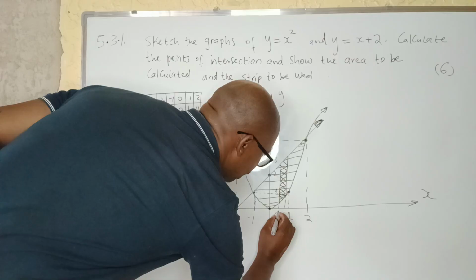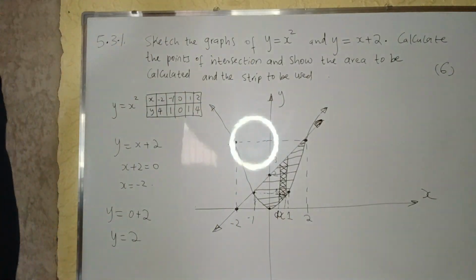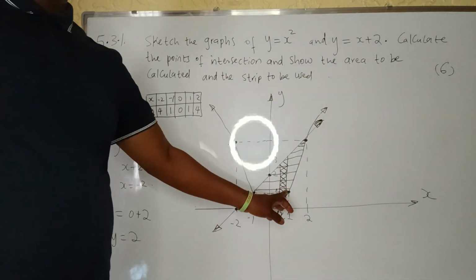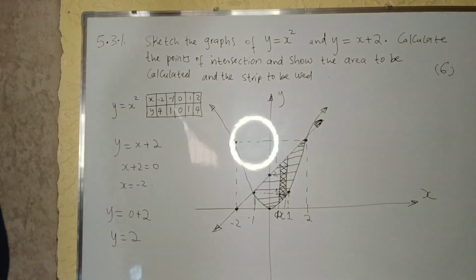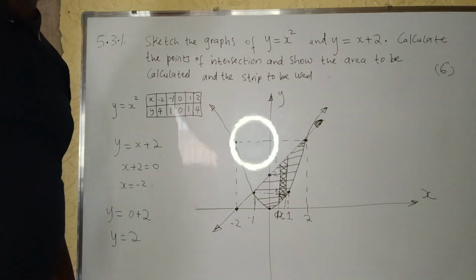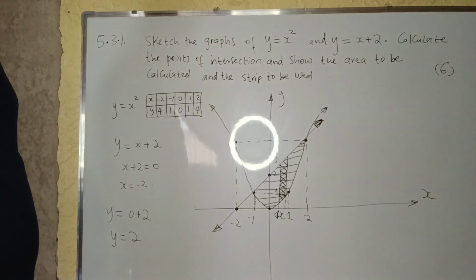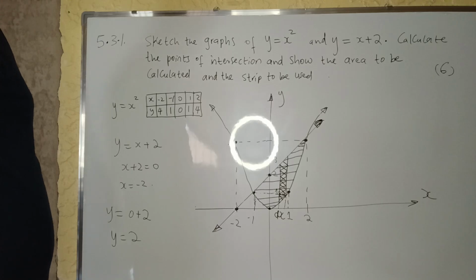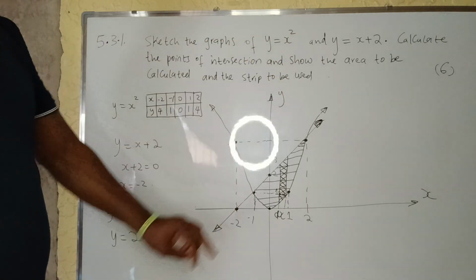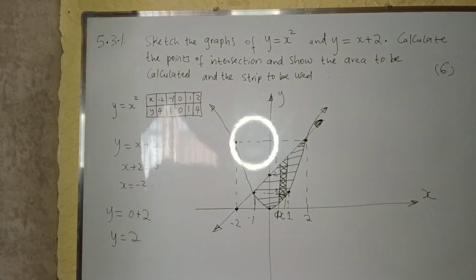Whether you put it x or you put delta x is fine. That is the strip to be used to calculate the area that is expected. So it looks okay to me. And then that 6 marks is fully yours because everything is according to the plan.